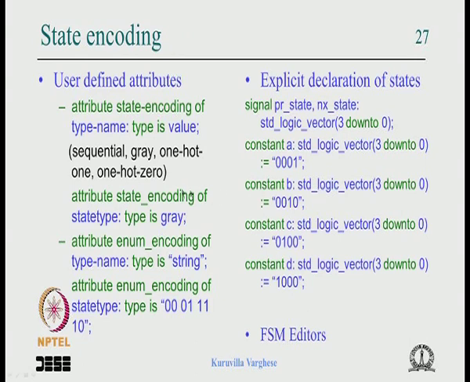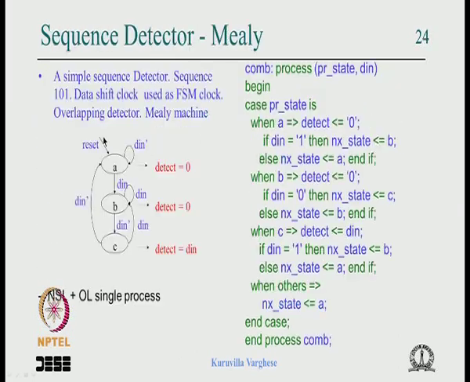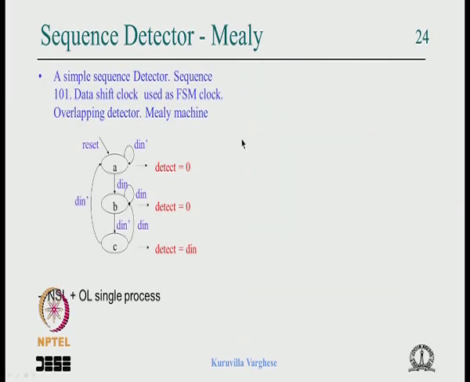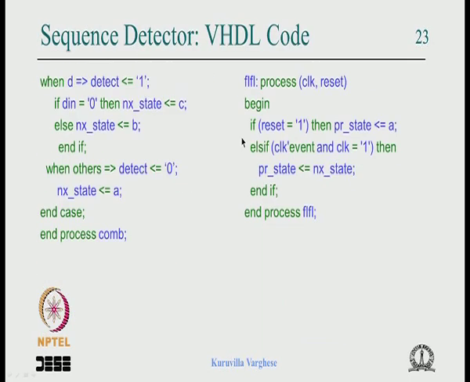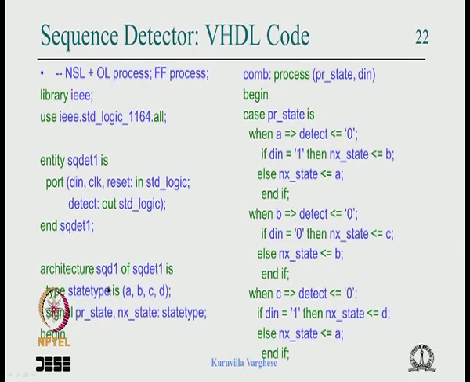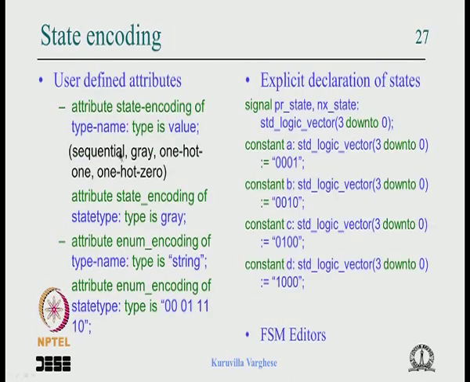But that can be manipulated by state encoding using some attribute in VHDL coding. So this is the kind of syntax for it: you say attribute state_encoding of whatever type name you have used. See here we have used the state type, when we said at the beginning the state type. So we have to say here attribute state_encoding of state_type, then the type is, you can say sequential, gray, 101, 100 and things like that.